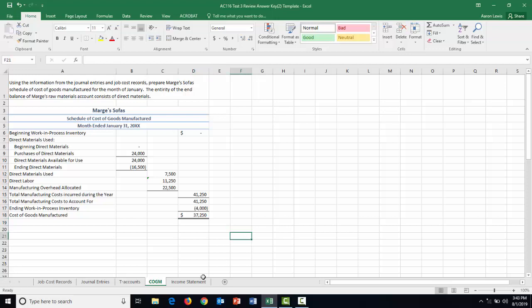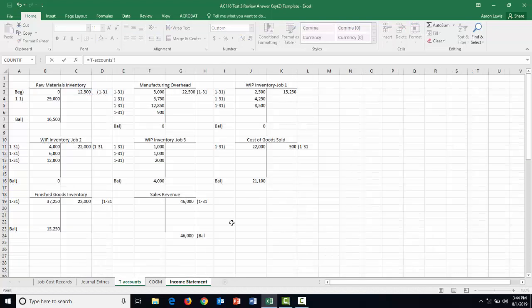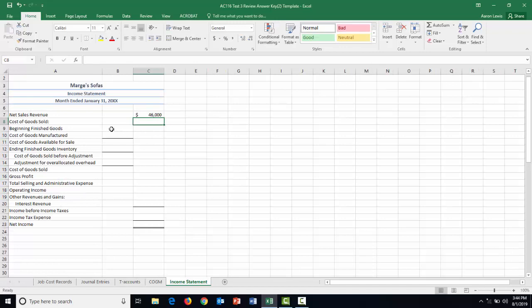$37,250 was our cost of goods manufactured. And now that we have that number, we can move on to our income statement. On our income statement, we're going to start with our net sales revenue. And our net sales revenue for the period, if I can get my sheet in front of me, there we go, is $46,000. Where did I get that from? Well, easy enough. You come in here, you hit equals, you go to your T accounts that you have for net sales. We only had that one sale, it was 46 grand, and we brought it over.